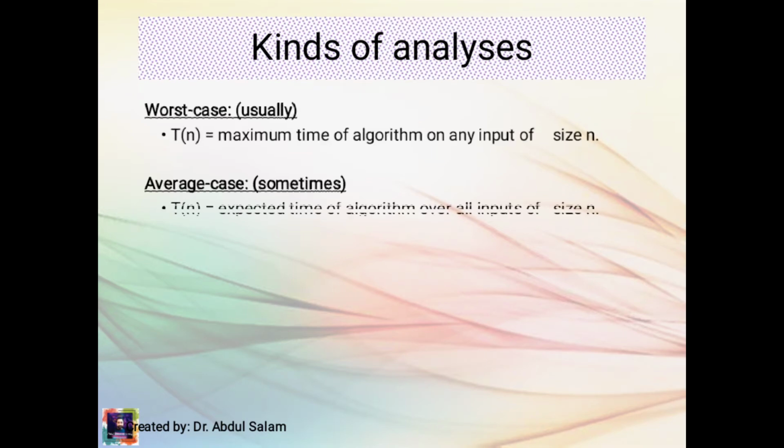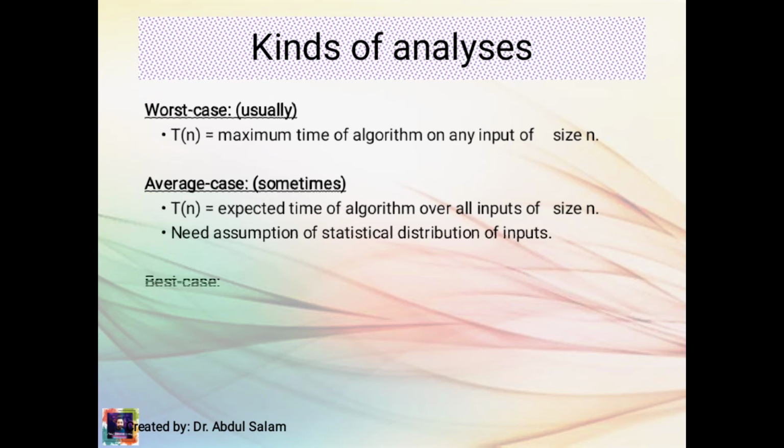So, here are some kinds of analysis. Worst case, usually: T(n) is equal to the maximum time of the algorithm on any input of size n. In the average case, sometimes: T(n) is equal to the expected time of the algorithm over all inputs of size n. This needs an assumption of a statistical distribution of inputs. And the best case: cheat with a slow algorithm that works fast on some input.